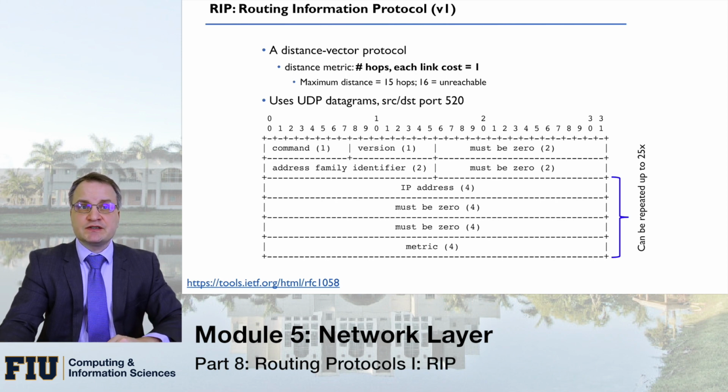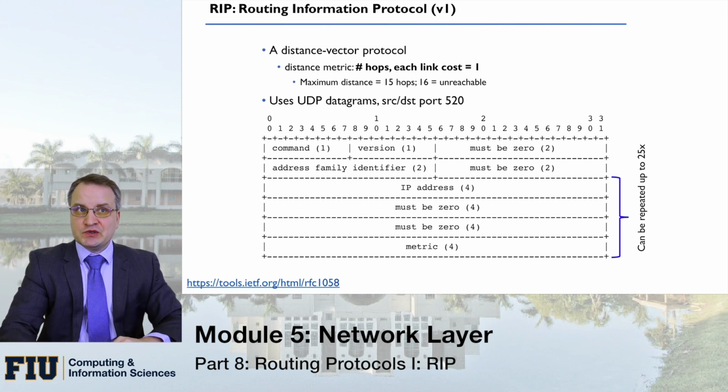And as you can see, there is an IP address and some form of metric. If I'm sending this message, and I am identified by the source IP address of this message, it is saying that this router can reach this IP address with a certain metric.